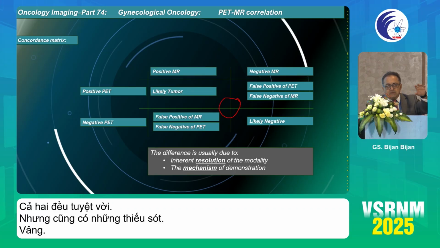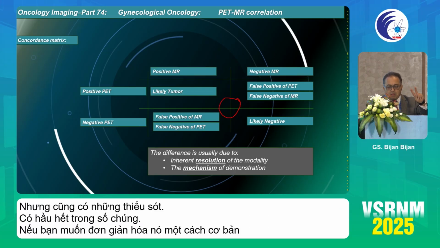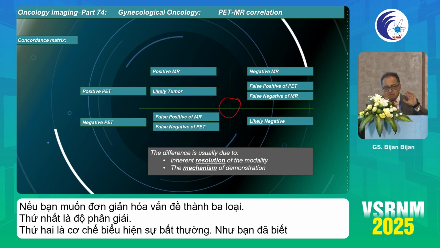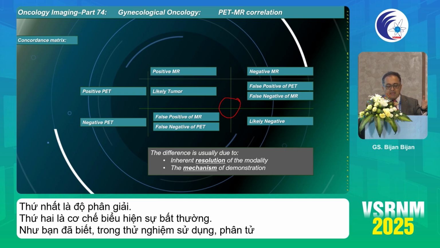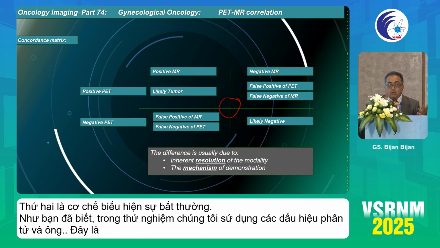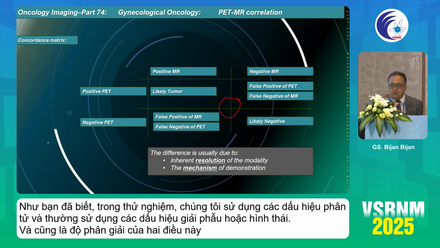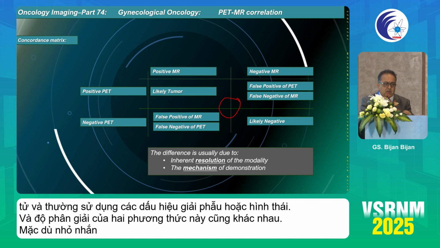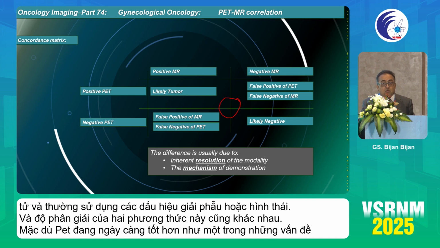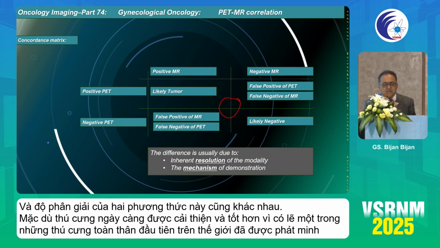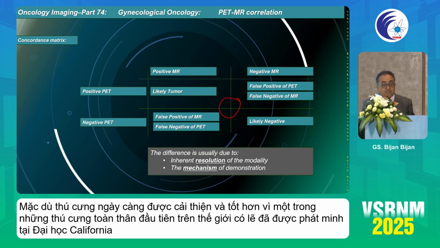If you want to simplify it into two categories of the problem, number one is resolution, number two is the mechanism of the demonstration of abnormality. As you know, in PET we use molecular markers, and in MR we usually use anatomical or morphological markers. Also, the resolution of these two modalities is different. Although PET is getting better and better, one of the first whole body PETs in the world was invented at University of California, Davis, and the resolution is actually very, very good.